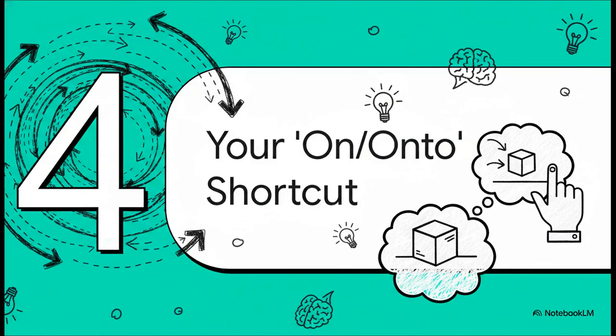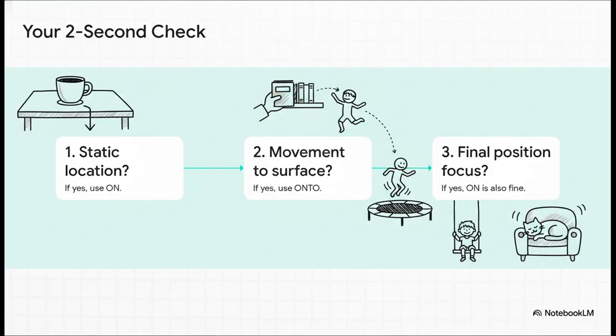Okay, I know that's a lot of detail for two little words, so let's just boil this all down into a super quick mental shortcut you can use anytime you get stuck. Here you go, your 2-second check. First, just ask, is this about a static location? If the answer is yes, use on. Simple. Second, ask, is this about the movement to a surface? If yes, onto is your best, clearest choice.